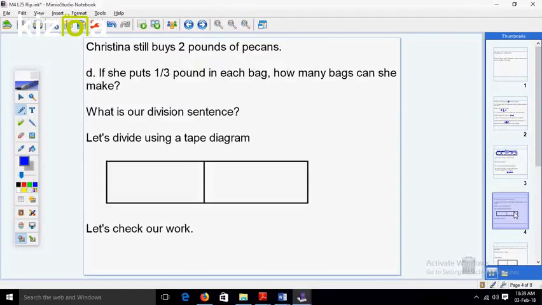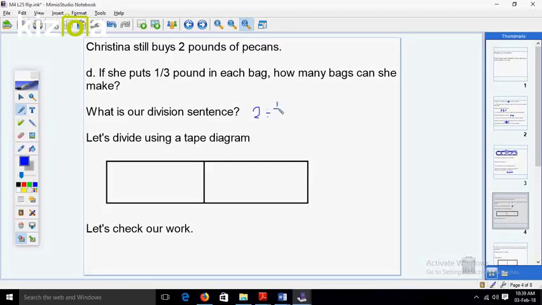All right, let's go to our next part. So Christina, she still buys 2 pounds of pecans. But now she wants to put 1/3 pound in each bag. And our question is, how many bags can she make? So here's our division sentence. She still starts with 2, and we're dividing by 1/3.